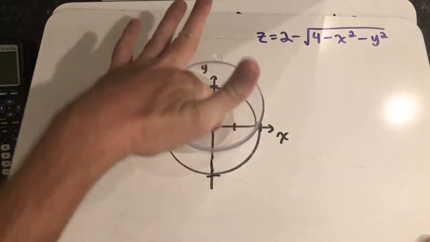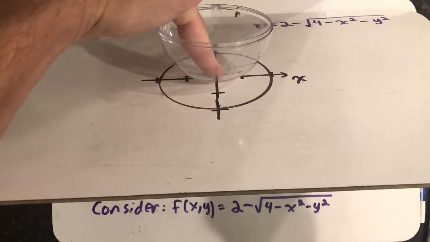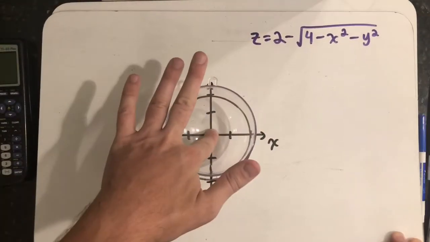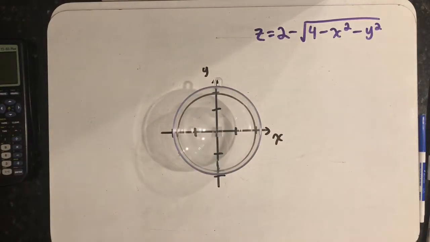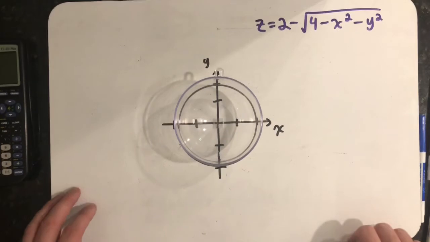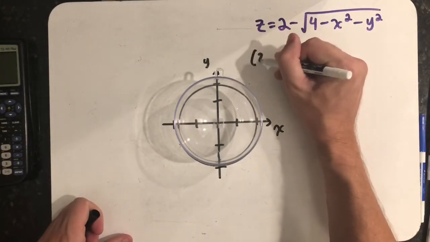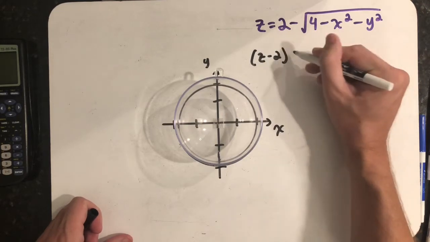So I have a hemisphere, and it's a little hard to see on the video because it's a clear hemisphere, touching the origin in the xy plane and then rising up out of it, and I see that it's 2 units above the plane. If we didn't believe that this was a hemisphere, we could work backwards.